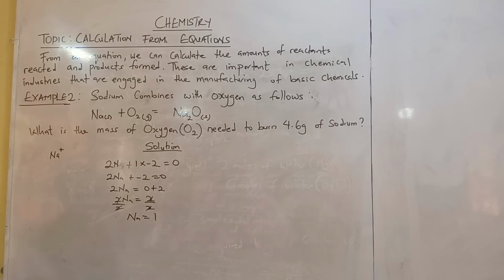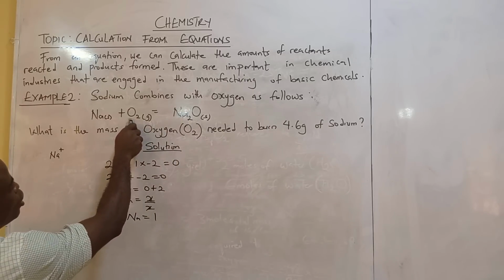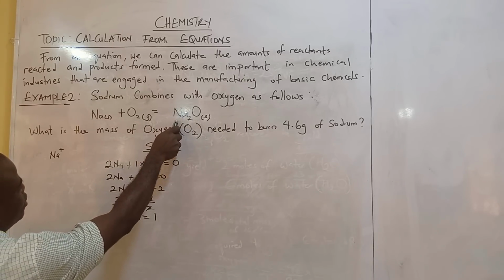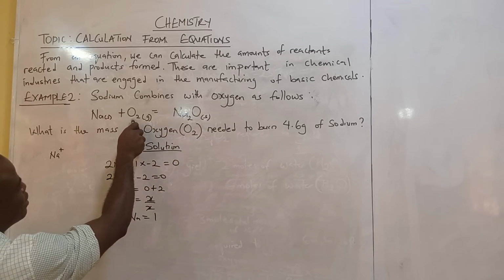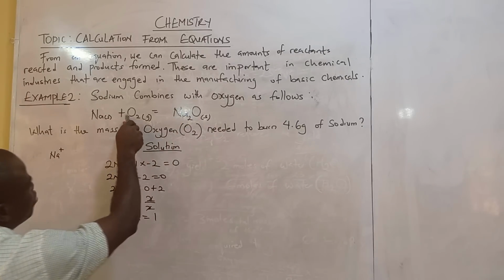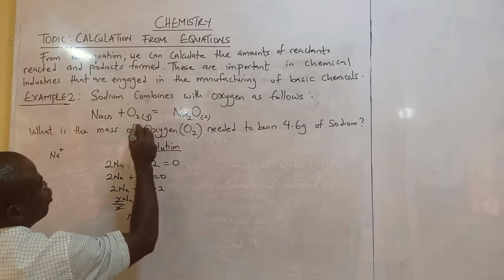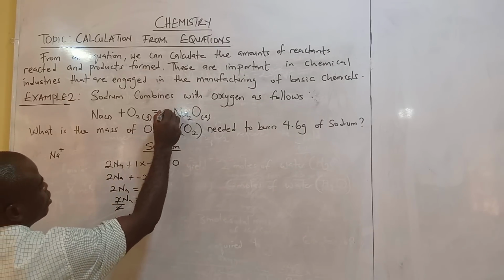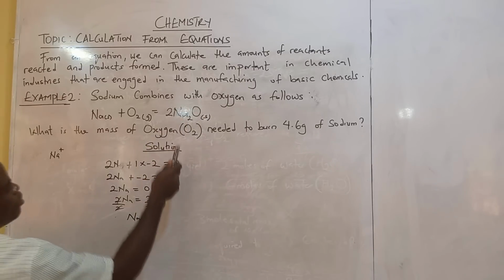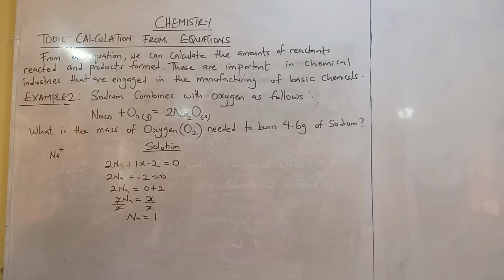If you want to balance this, let's balance the one that is lesser first. At the product side, this is 1. Let's make this one to be 2 because oxygen is 2. In the course of balancing this oxygen, you have created another problem for the sodium. Okay, but it's a problem that can be solved.